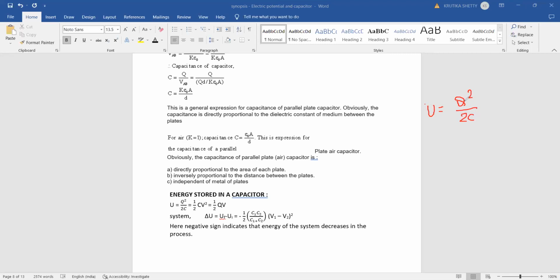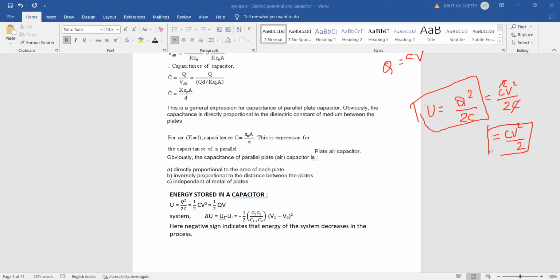So what is the Q value? I'll show the derivation, first let me tell you the equation. Q square upon 2C is your formula. So what does Q become? We know Q is equal to C into V. So substitute C into V. What happens? C square V square upon 2C. So C will get cancelled. Therefore I have only CV square by 2.